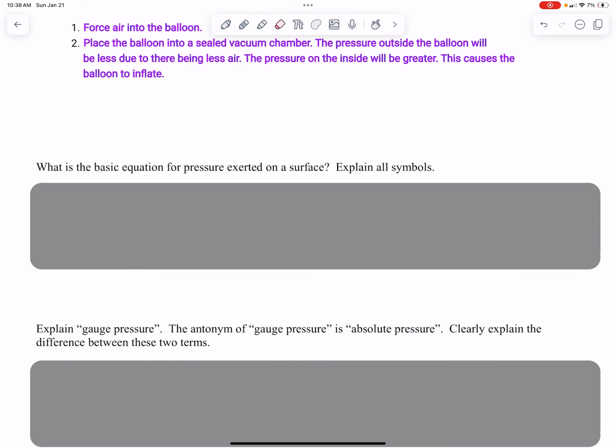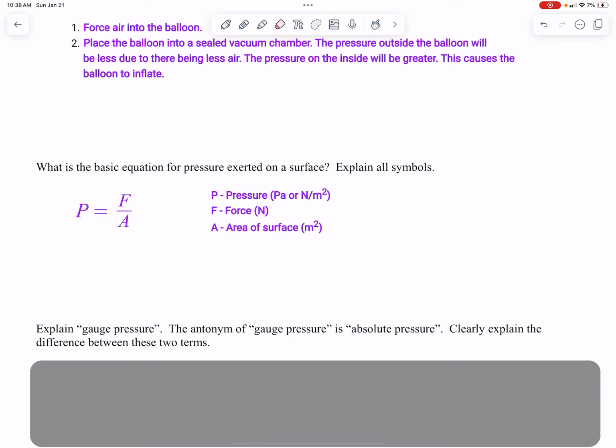What is the basic equation for pressure exerted on a surface? Explain all symbols. Again, pressure is force per unit area. Pressure is measured in pascals or newtons per square meter. Force is in newtons. Area will be measured in square meters.